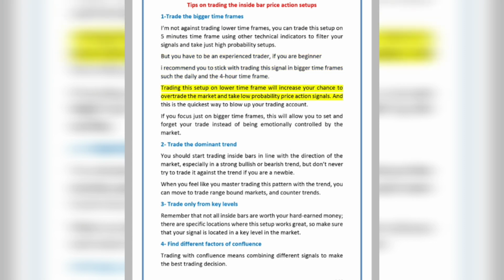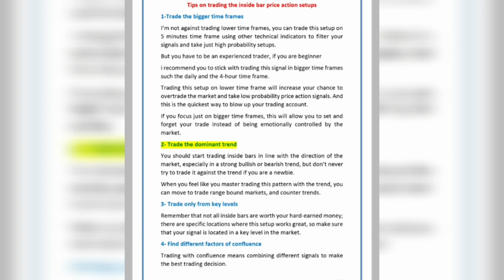Trading this setup on lower time frames will increase your chance to overtrade the market and take low probability price action signals. And this is the quickest way to blow up your trading account. If you focus just on bigger time frames, this will allow you to set and forget your trade instead of being emotionally controlled by the market.